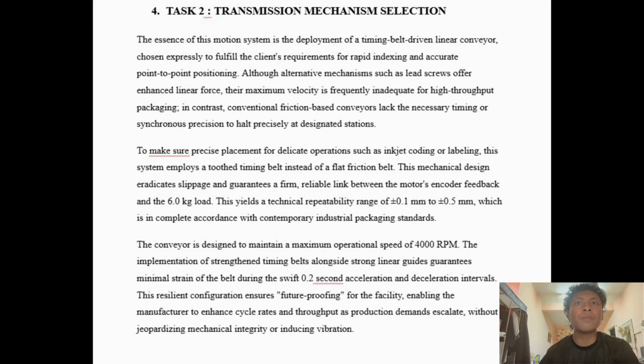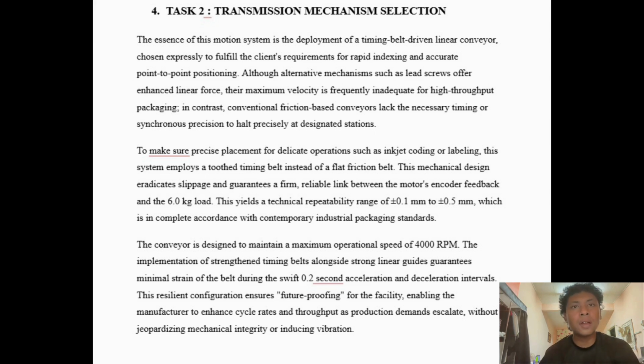This system employs a toothed timing belt instead of a flat friction belt. This mechanical design eradicates slippage and guarantees a firm, reliable link between the motor encoder feedback and the 6 kg load. This yields a technical repeatability range of plus or minus 0.1 mm to 0.5 mm, which is in complete accordance with the compulsory industrial packaging standard.